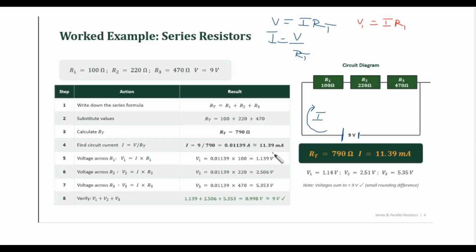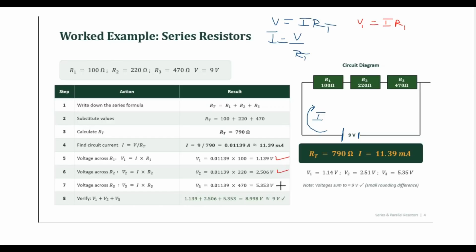By the time you apply Ohm's law individually, you can get the individual voltages that drop across these resistors. For V1, you have I multiplied by R1. The current is 0.01139 amperes multiplied by R1, which is 100. That will give you 1.139 volts. So this is the voltage drop across the first resistor. Do the same thing for the second and third resistors.